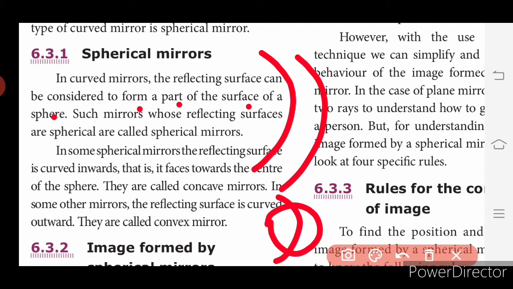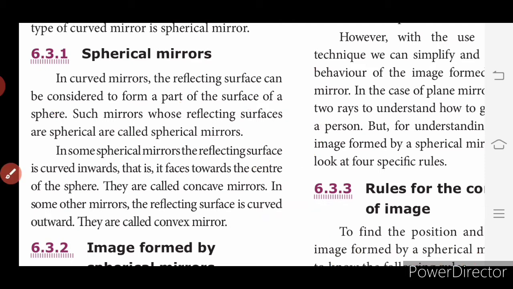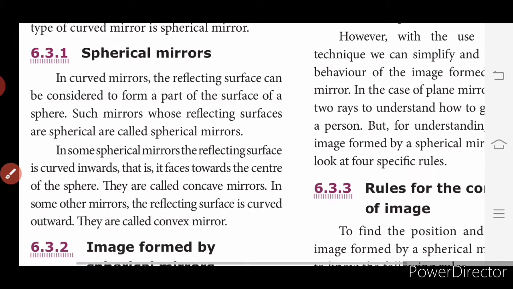In some spherical mirrors, the reflecting surface is curved inwards. That is, it faces towards the center of the sphere. They are called concave mirrors. In some other mirrors, the reflecting surface is curved outward. They are called convex mirrors. Now we are going to see the difference between concave mirrors and convex mirrors.